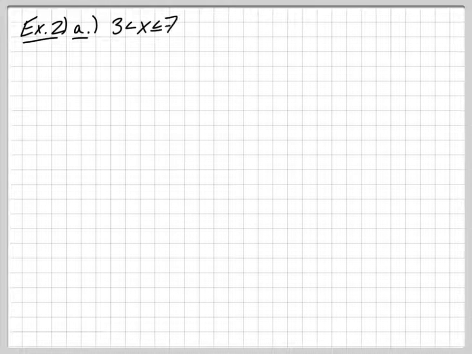So let's put these intervals to good use. So example 2, part A. X is between 3 and 7, and it's less than or equal to 7, but it's greater than 3. So how's that going to look as an interval? Well, let's consider the number line first. So if you sketch a number line, 3 and 7, and I know X is between there, so you can represent all the numbers in between there too. So I'll shade that.